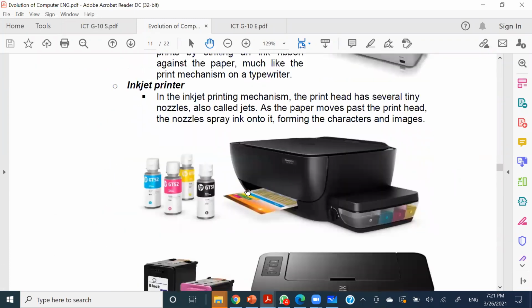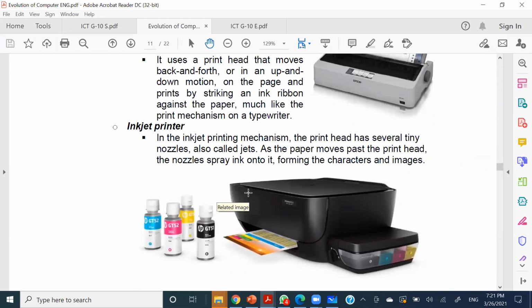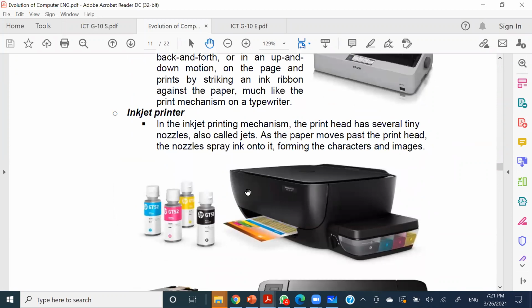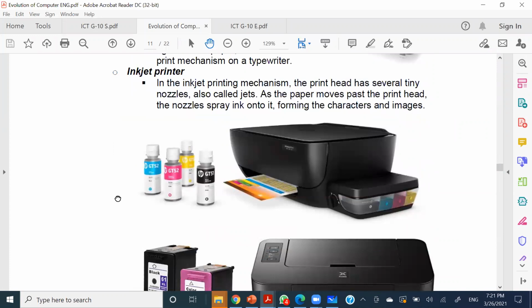This is one of the non-impact printers which we call inkjet. There are 2 types of inkjet printers. One printer like this, the first picture, is called the ink tank model. There are separate ink tanks, so we can purchase the ink bottles from the market and fill those ink tanks. And that ink will be used to do the printout, right?